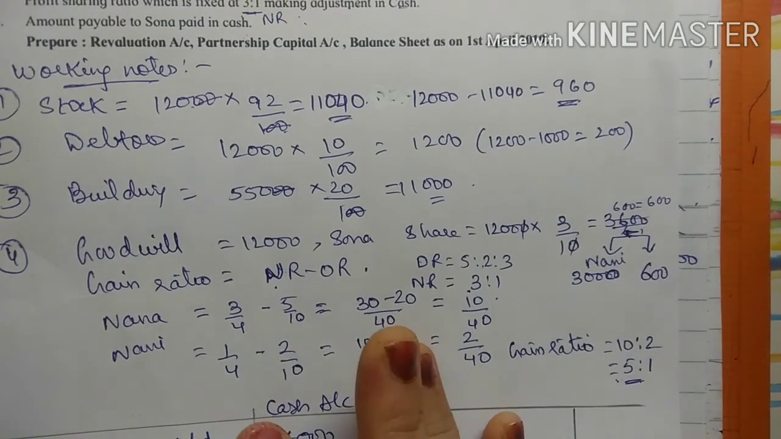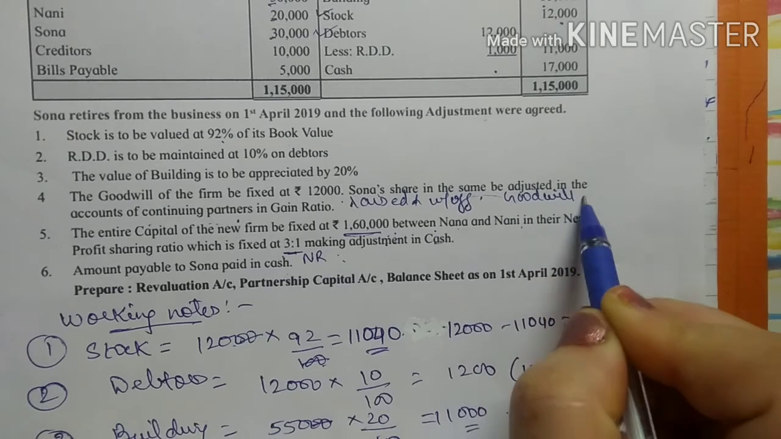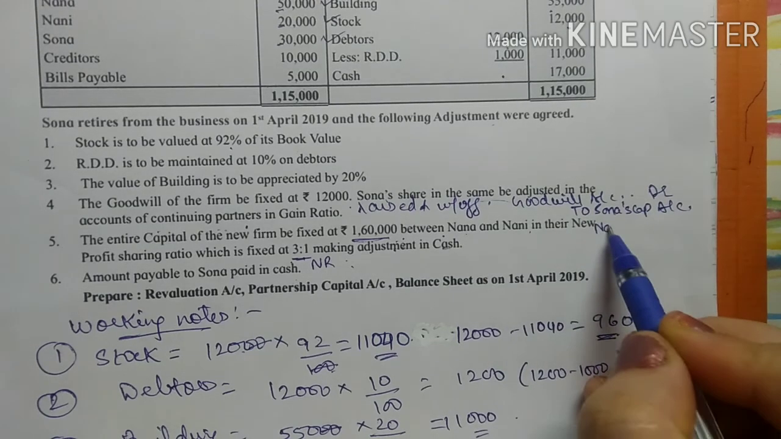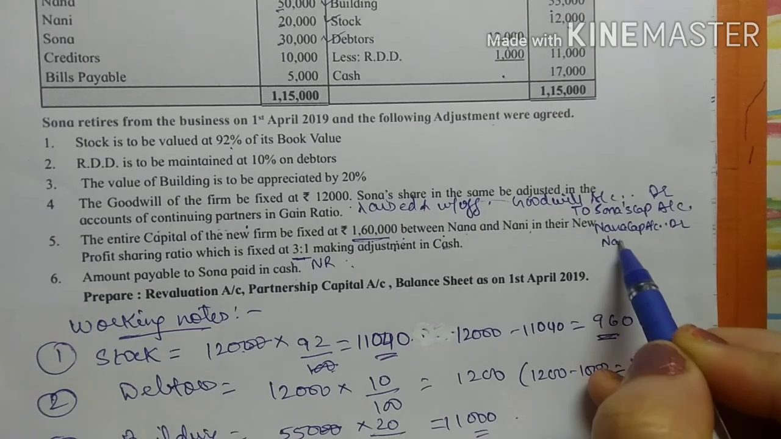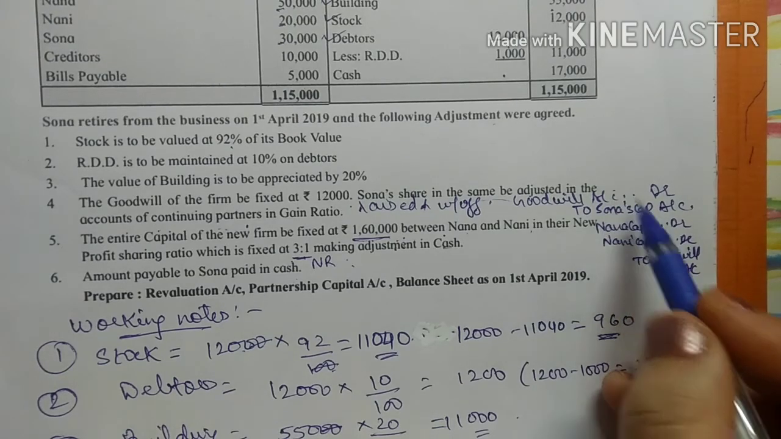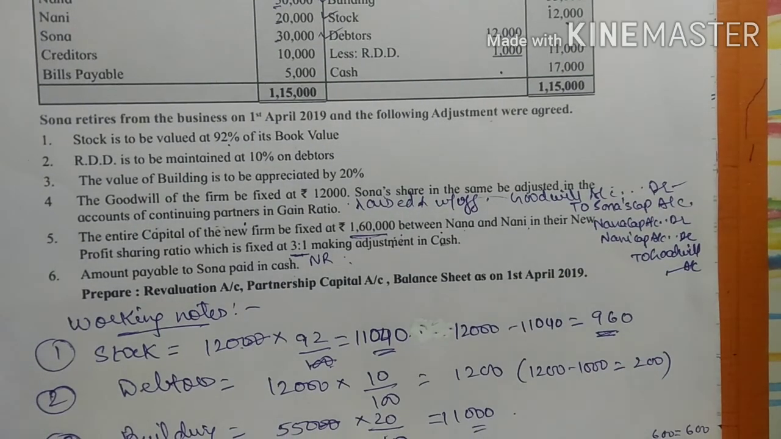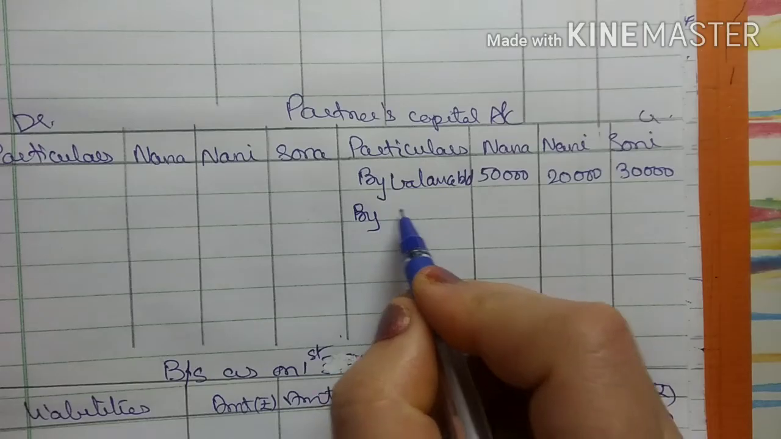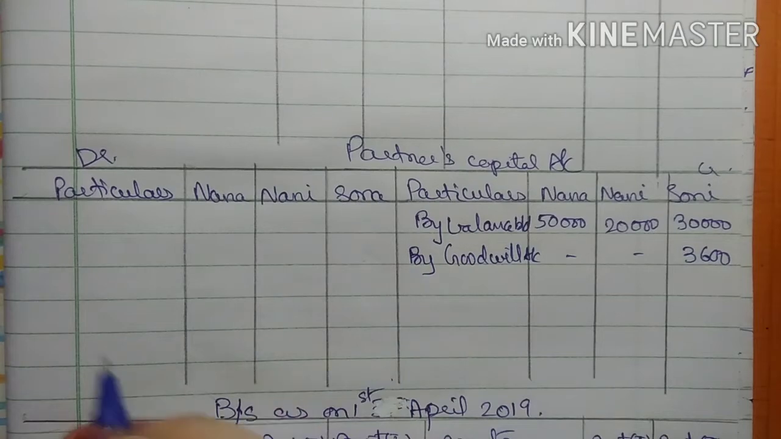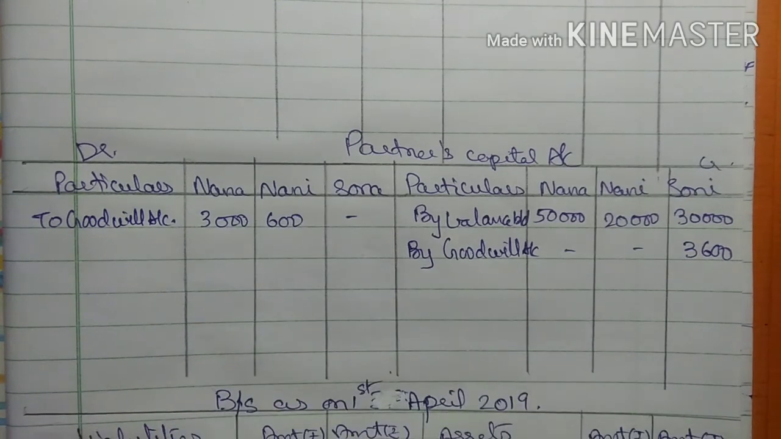Right? Now we will pass two entries for this. So for this, there will be two adjustments. One for raising of goodwill. So that will be goodwill account debit to Sona's capital account. Right? And the second entry will be Nana's capital account debit, Nani's capital account debit to goodwill account. Now you can see that goodwill gets cancelled. Goodwill is debit here, goodwill is credit here. So it will get cancelled. Right? So if you have made a goodwill account in the rough work also, then there will be no balance in goodwill account. So 3,600 will come here by goodwill account in Sona's column, and for second entry it will come here to goodwill account 3,600. Right?